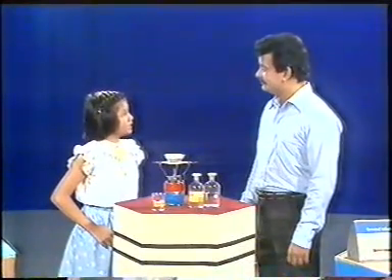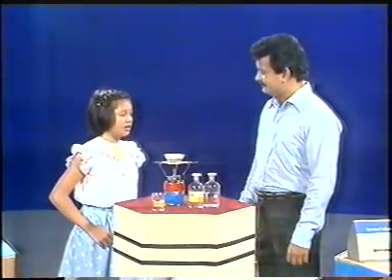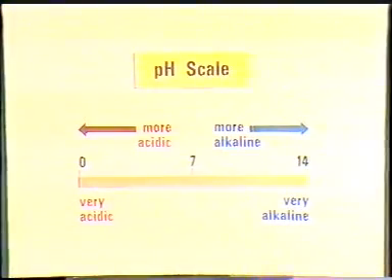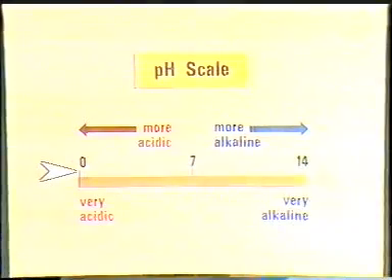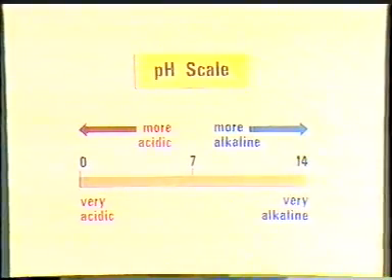Now I know that it is easier to distinguish an acid from an alkali by using an indicator. We can also measure how acidic or alkaline a substance is by using a scale of numbers called the pH scale. The numbers range from 0 for very acidic to 14 for very alkaline. A neutral solution, for example, pure water, has a pH value of 7.